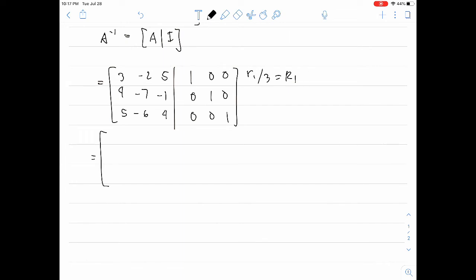So, 3 divided by 3 is 1, negative 2 divided by 3 is negative 2 over 3, 5 divided by 3 is 5 over 3, then 1 divided by 3 is 1/3. 0 divided by 3 is 0, then also 0. The rest, just copy: 4, negative 7, negative 1.